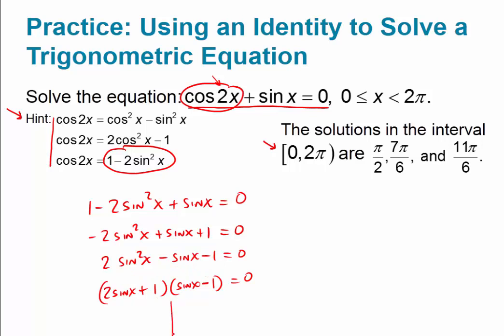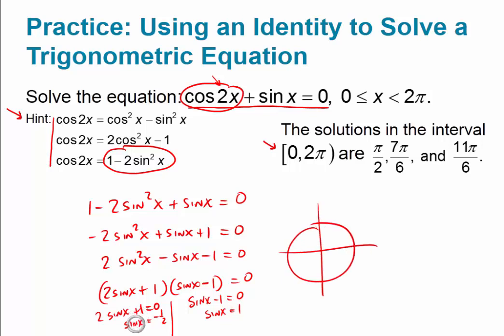So now I want to solve each of these equations and figure out when they're going to be equal to 0. So 2 sine of x plus 1 equals 0. When I solve that for the sine of x, I'd subtract 1 and then divide by 2. So sine of x is equal to negative 1/2. Here, when sine of x minus 1 equals 0, that would be when sine of x is equal to 1. All right, so let's talk about now these angles where that happens. So let's look at our unit circle here.